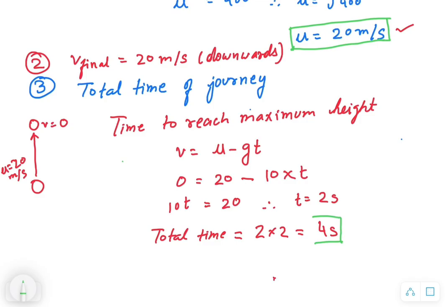Initial velocity is 20 meters per second. Final velocity on reaching the ground is 20 meters per second, but in the downward direction, and the total time of journey is 4 seconds.